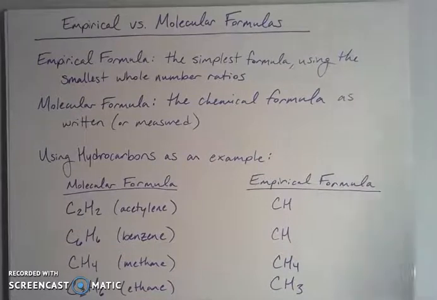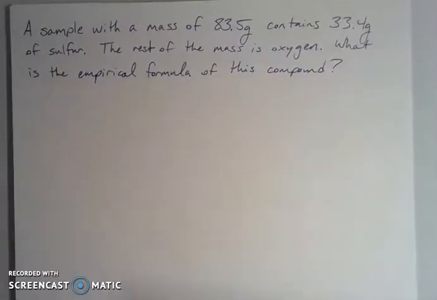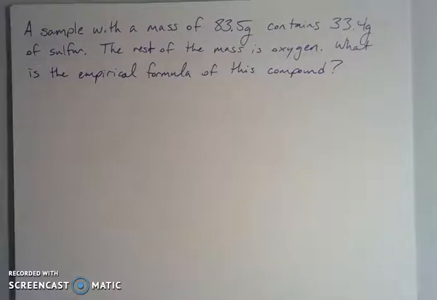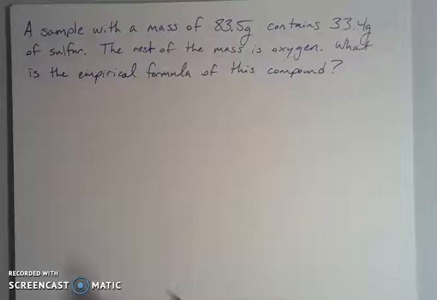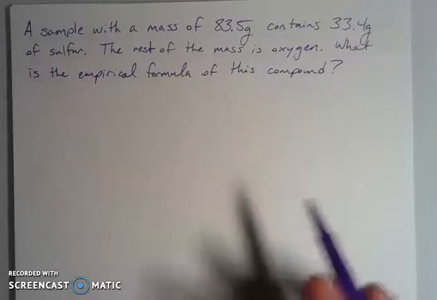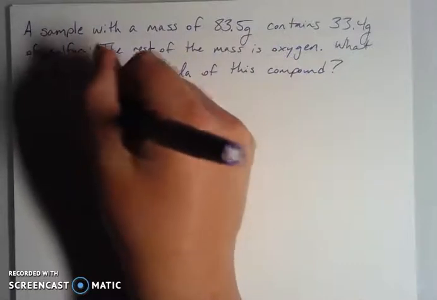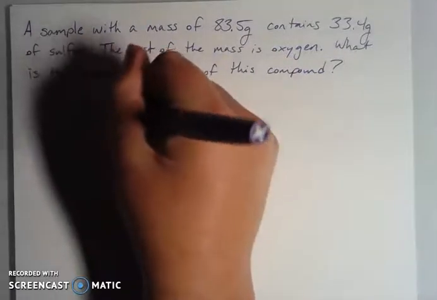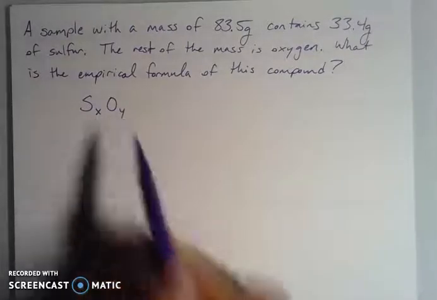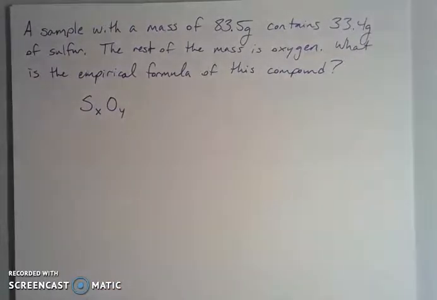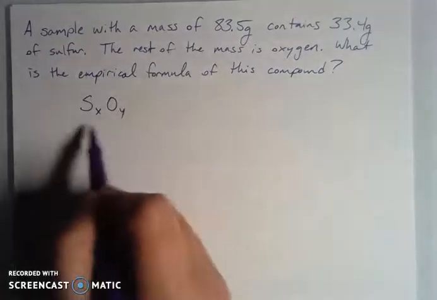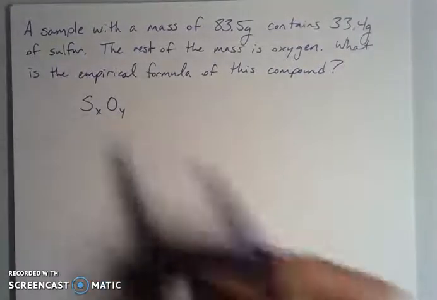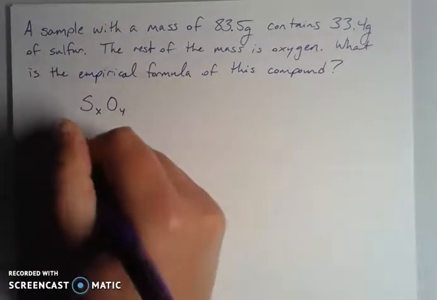So let's look at a couple examples of how this actually plays out with some compounds. So if I have a sample with a mass of 83.5 grams and it has 33.4 grams of sulfur and the rest is oxygen, then what is the empirical formula? So what I'm looking for is a compound with sulfur in it and oxygen in it. So I'm essentially looking to solve for my X and my Y. And the way that I can do this is using this information about the mass. Well, if I have grams of something and I'm trying to figure out a molar ratio of things, then the first step is going to be to convert these things to moles.